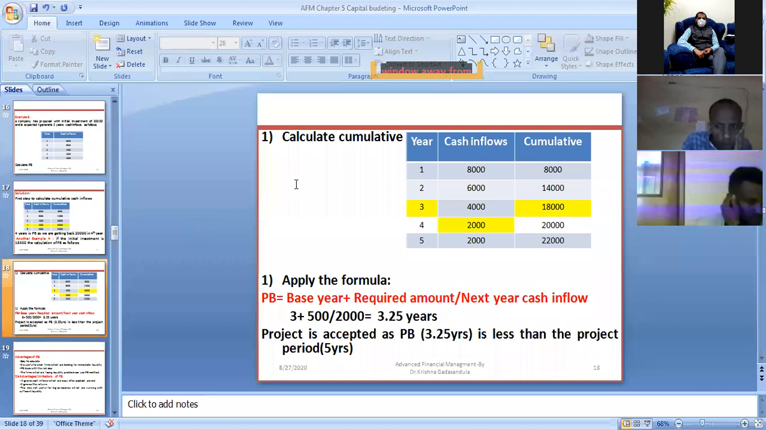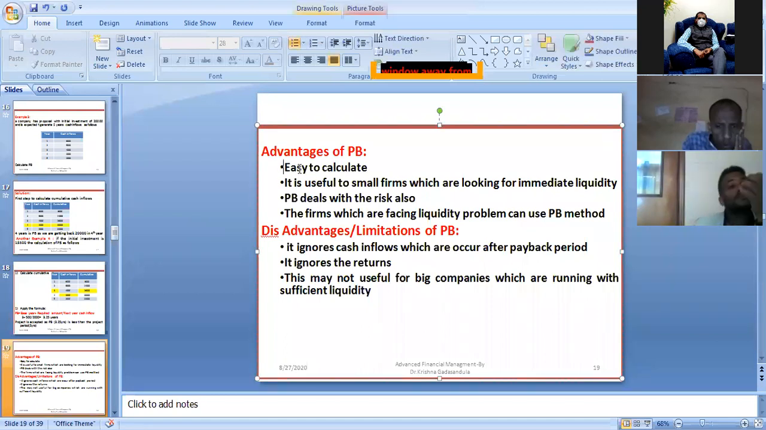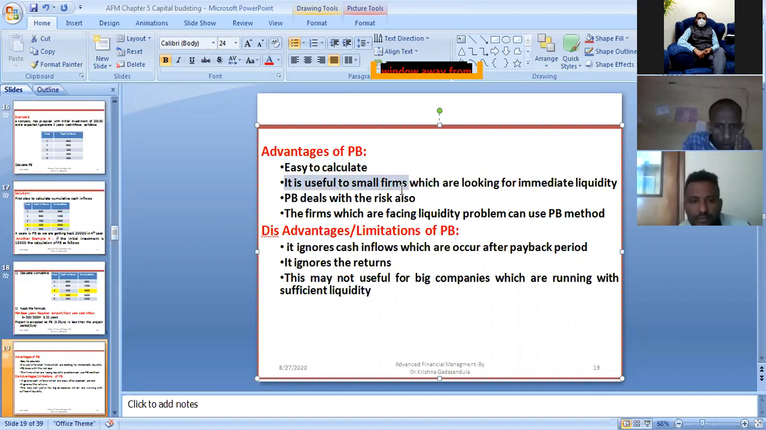So the advantage of payback period is that it is easy to calculate. It is useful for small firms which are looking for immediate liquidity. Immediately, if they want to get back their capital, small firms looking for immediate liquidity can use this payback period formula or payback period technique to evaluate their project.